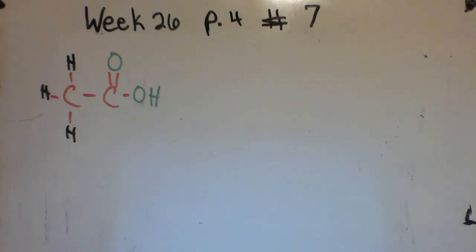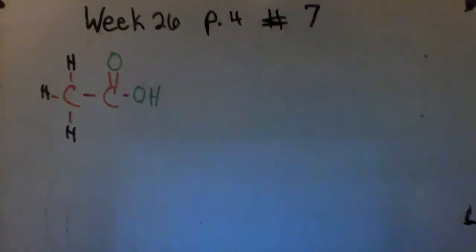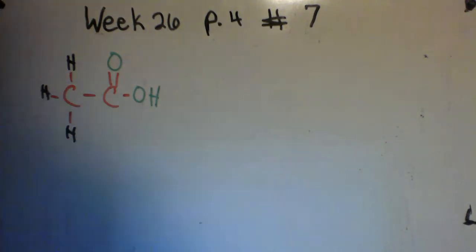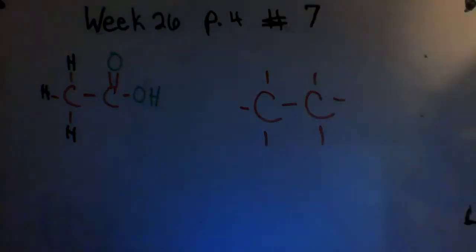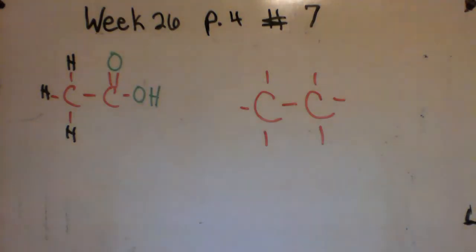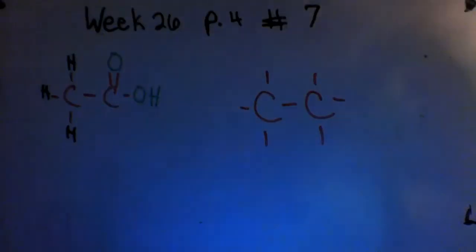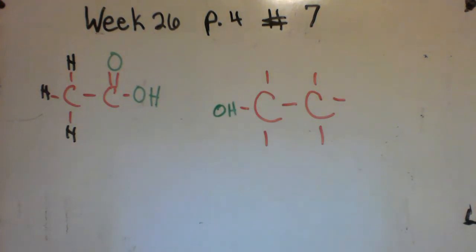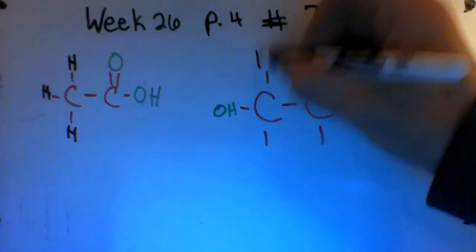Then we're going to draw out ethyl alcohol. Ethyl alcohol has 2 carbons. We know that because of the ethane root of the word. We're going to show that it's an alcohol by adding the hydroxyl group at the end. The rest of the bonds are filled with hydrogens.